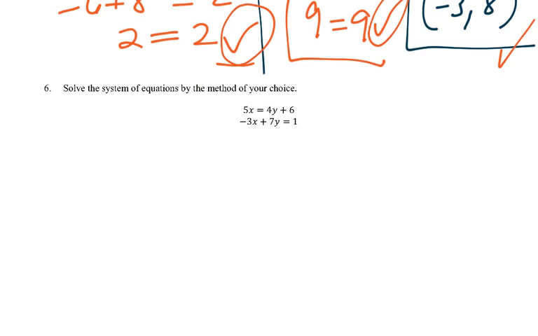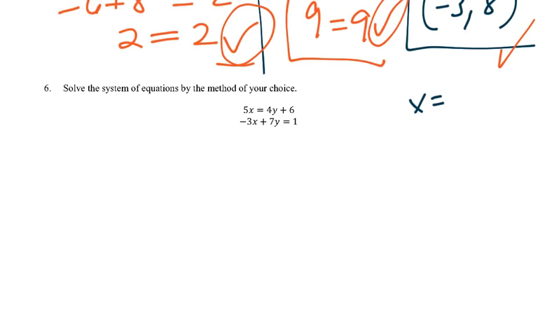In this next example, number 6, again, we get to choose the method that we want to use. This one's interesting because in the first equation, 5x equals 4y plus 6, I could divide both sides by 5 and end up solving for x equals. And then I could use that to solve the system with substitution.